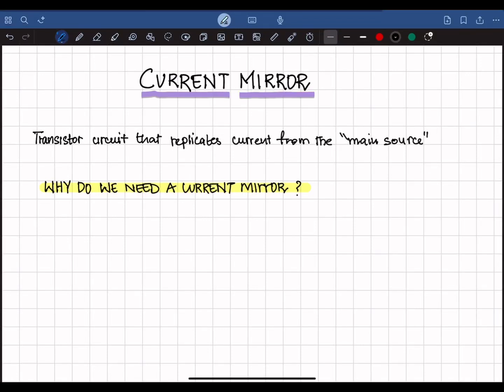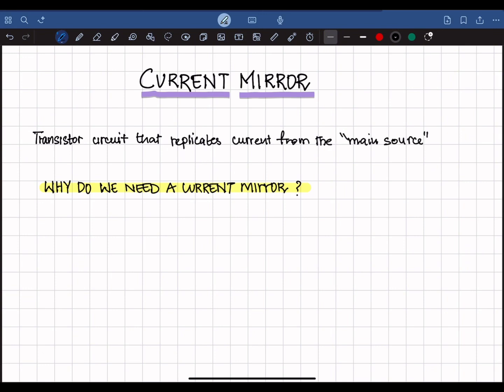Hi guys, today we are going to discuss current mirrors. What is a current mirror? A current mirror is a transistor circuit that replicates current from the main current source, or you can call it an ideal current source. But first, why do we need a current mirror?